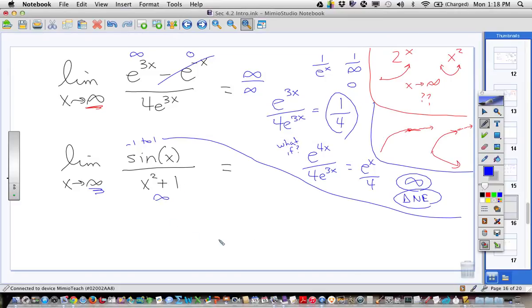Getting really big. So this isn't an infinity over infinity, but what would it be? -1 to 1, kind of those numbers in between there, over a really big number. The answer is going to be 0. Right? Basically what you have is a fraction where the bottom's getting really big, and the top is not constant, but it's like it's constant. It's just kind of hanging out there.